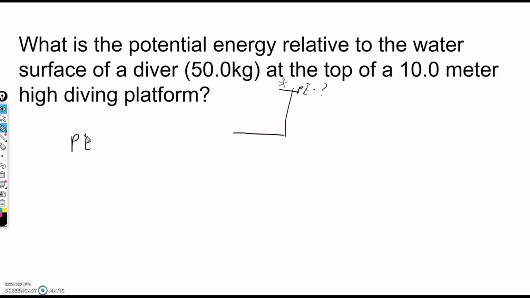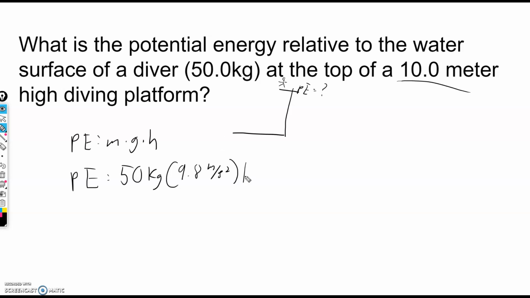So, potential energy equals mass times gravity times height. We know his mass is 50 kilos, which is in the units we want. Gravity is just the acceleration due to gravity, 9.8 meters per second squared. And then the height of the platform, which has to be in meters, which it is, is 10 meters. And then we'll just multiply all those three together. So 50 times 9.8 times 10 is 4,900 joules.